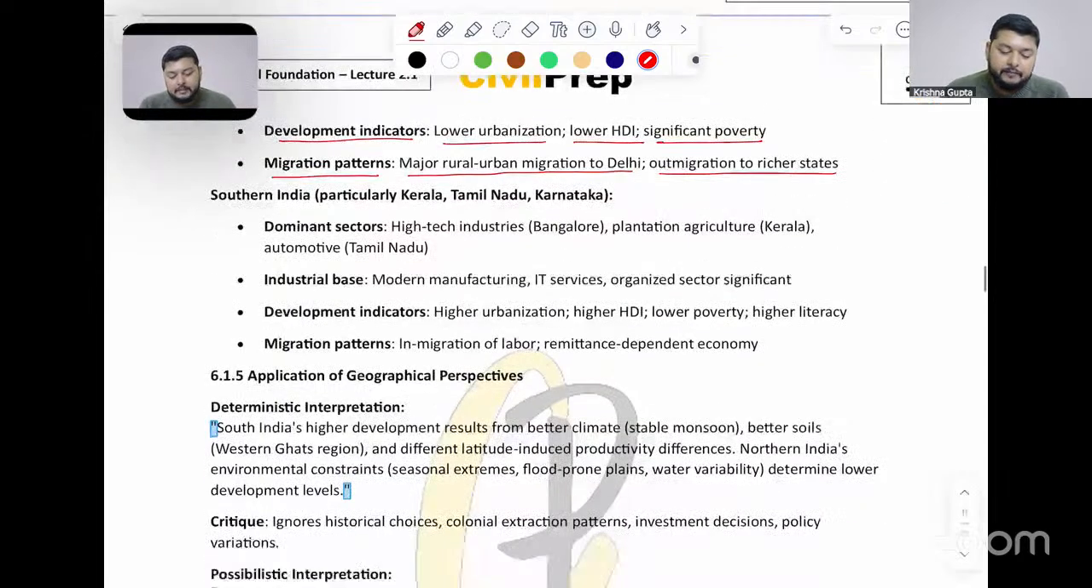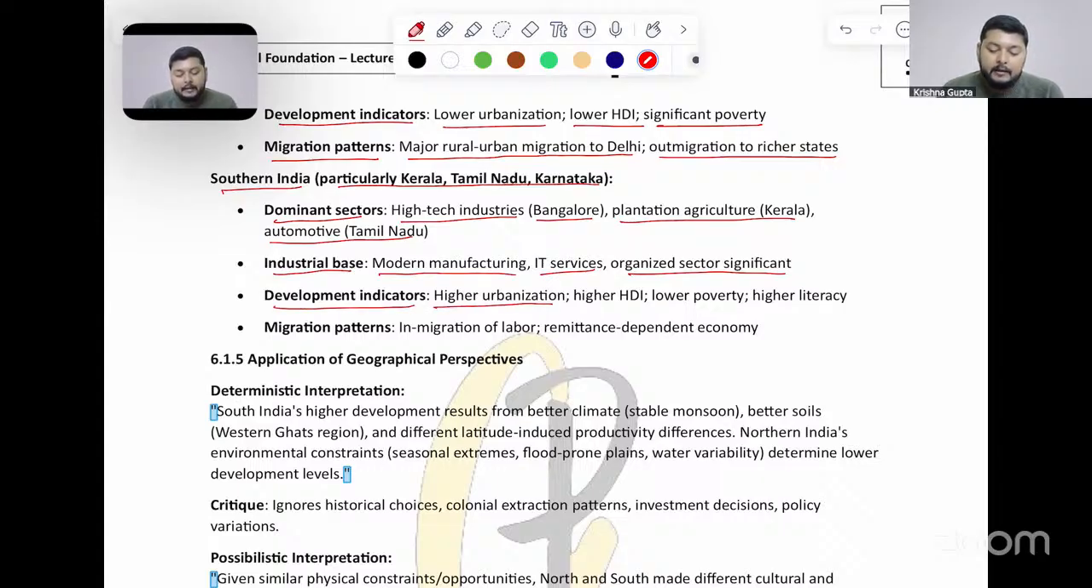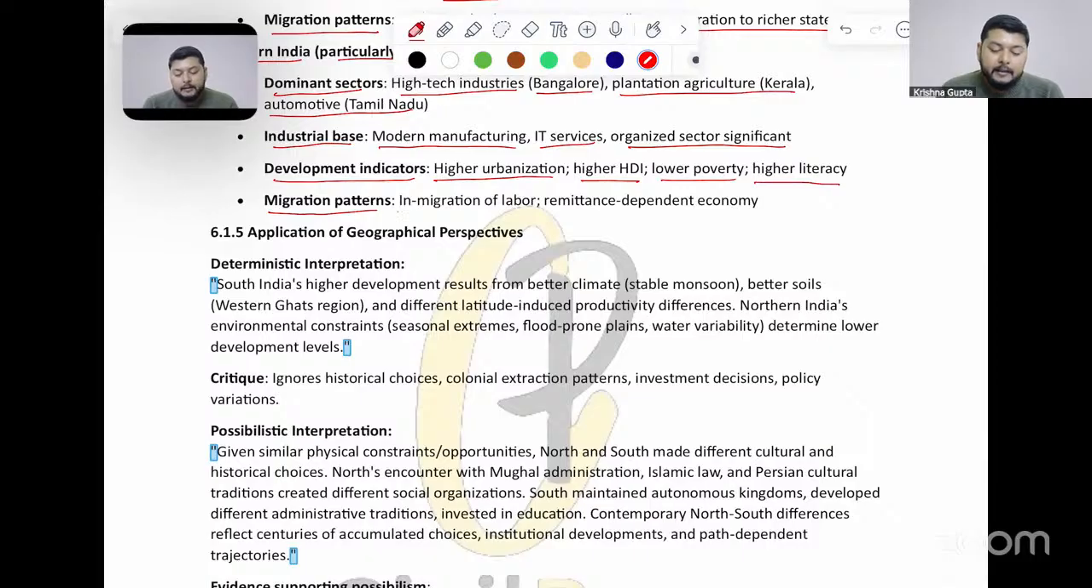When we talk about southern India, particularly Kerala, Tamil Nadu, and Karnataka, dominant sectors, high-tech industries in Bangalore, plantation agriculture in Kerala, and automotive industries in Tamil Nadu. Industrial base, modern manufacturing, IT services, organized sector is highly significant. Development indicators, high urbanization, higher human development index, comparatively lower poverty, and higher literacy rates are also seen. Migration pattern, in-migration of labor is highly seen in these states.